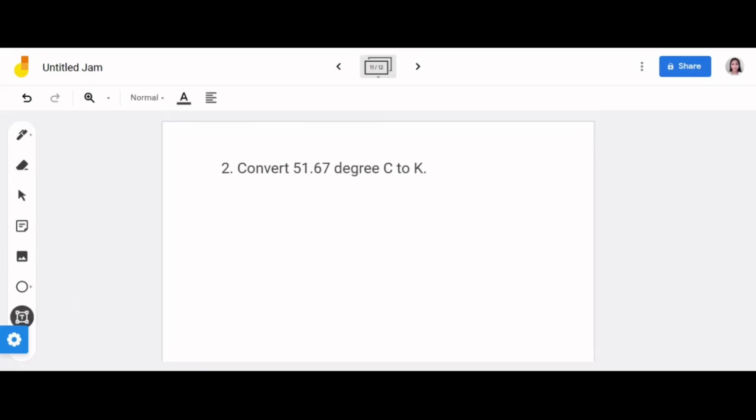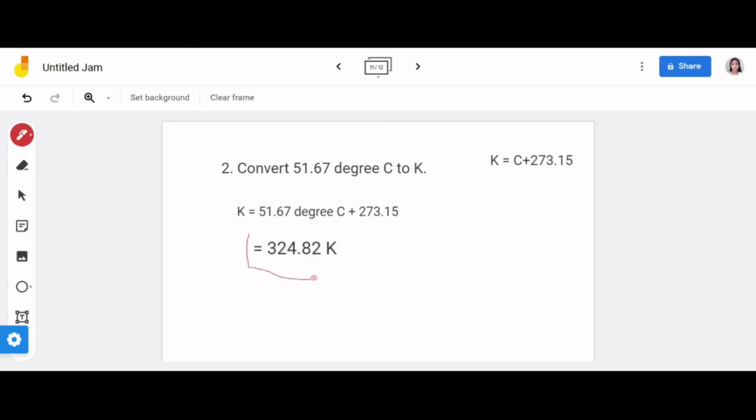The second example is to convert 51.67 degrees Celsius into Kelvin. So this is into SI unit. So the formula for Kelvin is Celsius plus 273.15. So write down the given 51.67 degrees Celsius plus 273.15 is equal to 324.82 Kelvin.